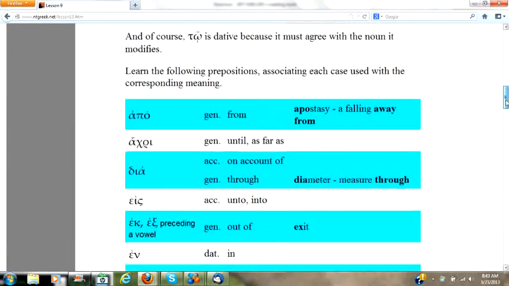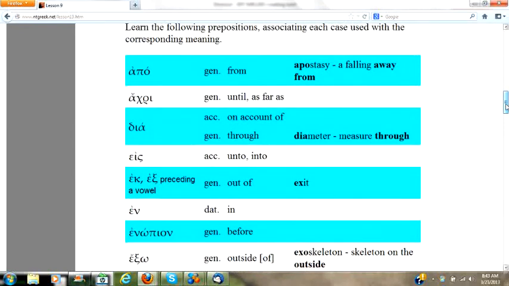Learn the following prepositions, associating each case used with the corresponding meaning. Apo is a preposition that is used with the genitive case. Its object is in the genitive case, and it means from. Achri is a preposition used with the genitive case, and it means until, as far as. Its object will be in the genitive case.